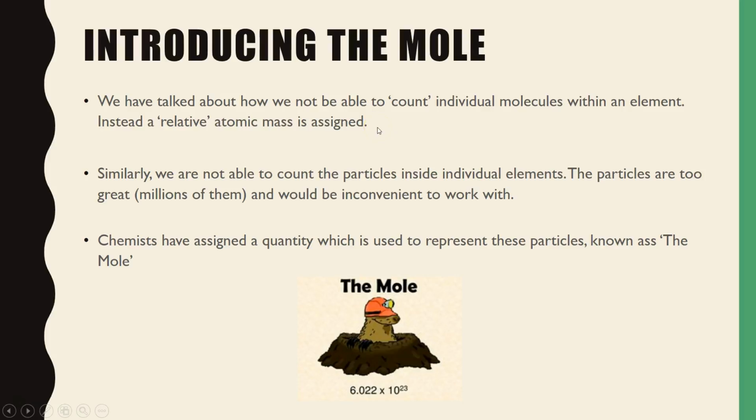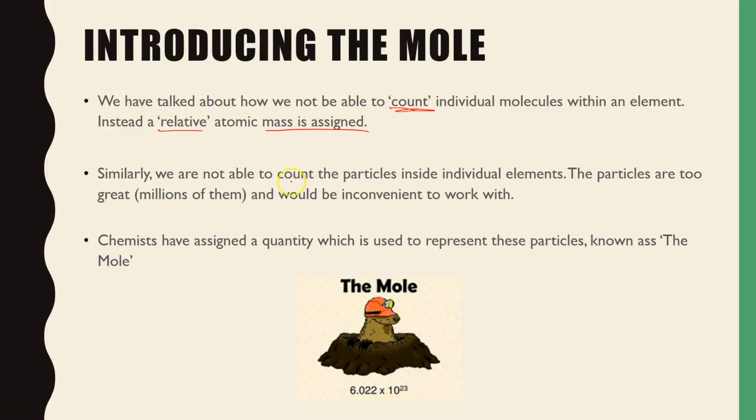So we've talked about not being able to count individual molecules. Remember, relative isotopic mass, we had that because we weren't able to count a particular number of atoms inside that iron ruler or that iron block. So we can't count those individual molecules, they're just too numerous. So chemists have come up with a relative atomic mass to help us work out how much mass would be in that particular element. Same thing with the mole.